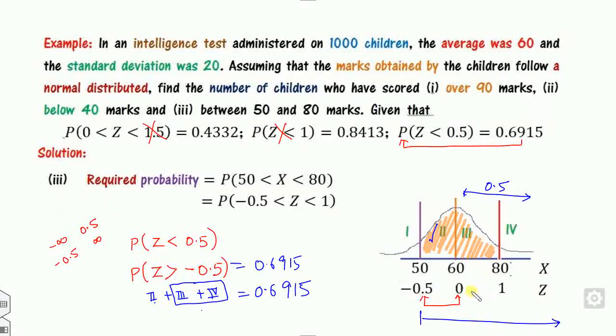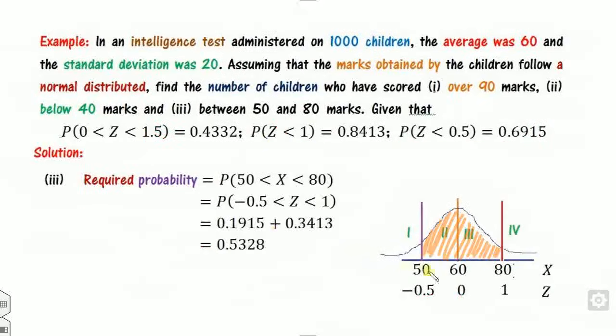How do you find the area? Third is 0 to 1. So 0 to 1, look at it like this. Less than 1 means 1 plus 2 plus 3 is given to you as 0.8413. But how do you find the area of this? You can simply subtract the 1 and 2 areas from it. So you will get this area here. This area is 0.5, so you can calculate this area as 0.3413. You can find this area as 0.1915.